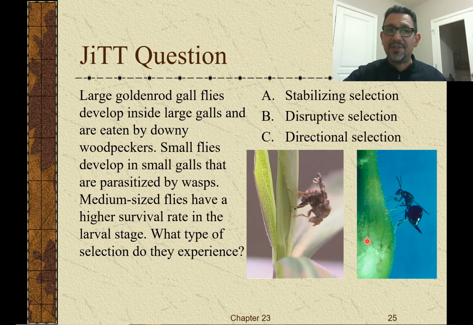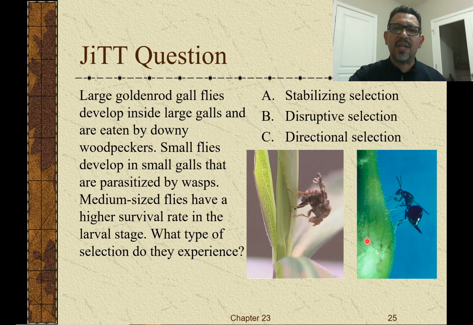So you see what happens? Larger flies with the larger larvae are selected against because they are eaten by the downy woodpecker. The smaller flies, which produce smaller larvae and grow in a smaller gall, those are going to be parasitized by the larvae of a wasp. Who survives? You got it. The ones that have an intermediate size.